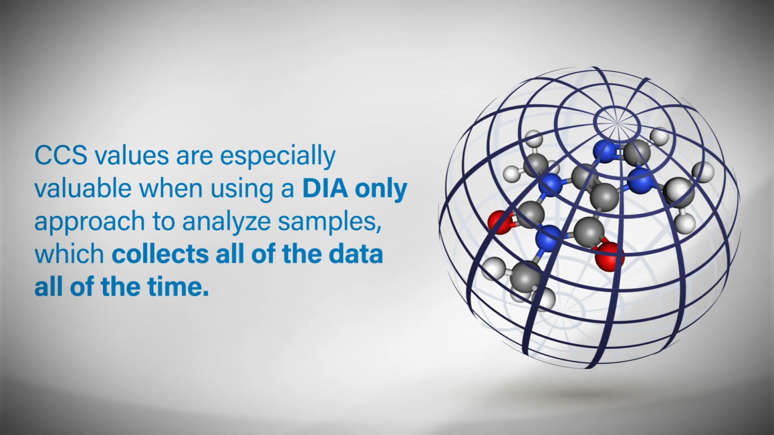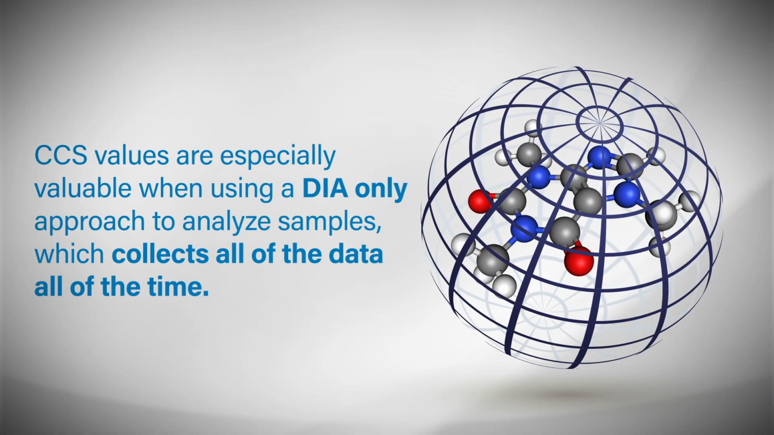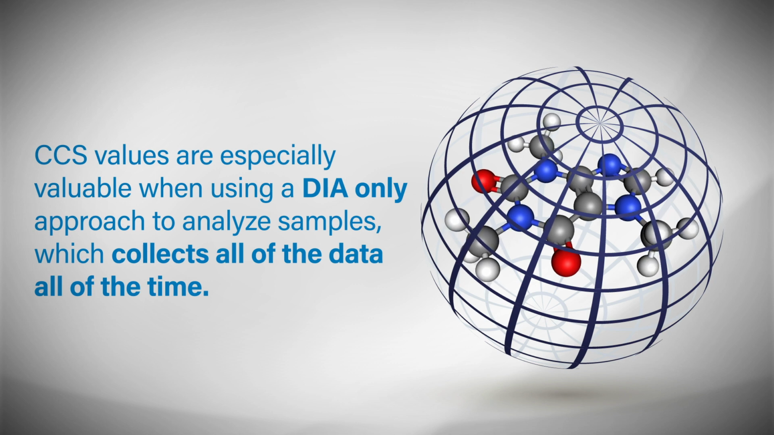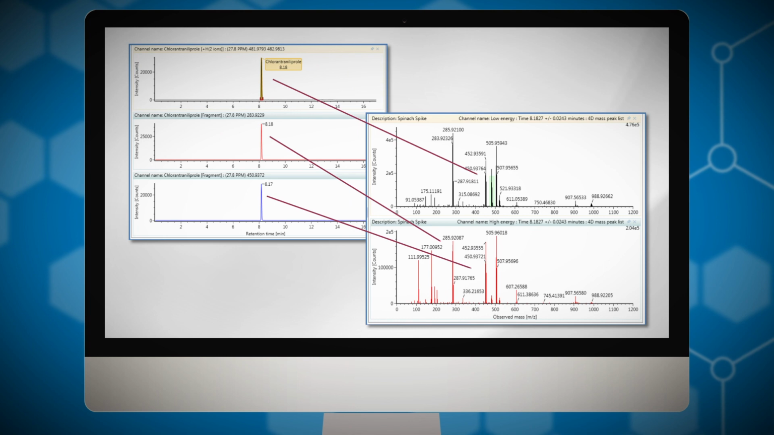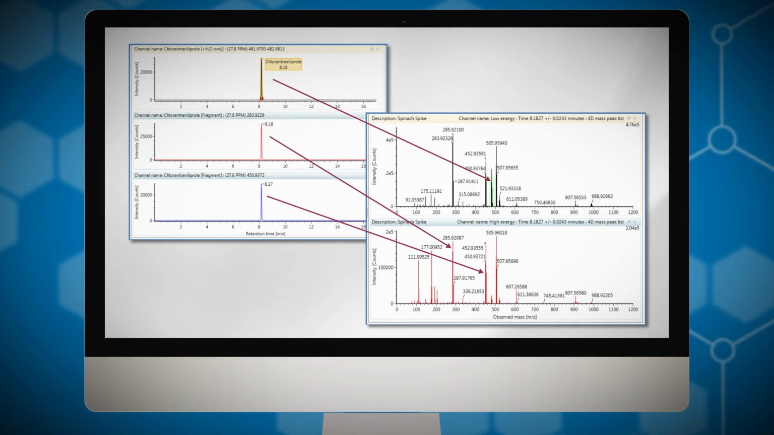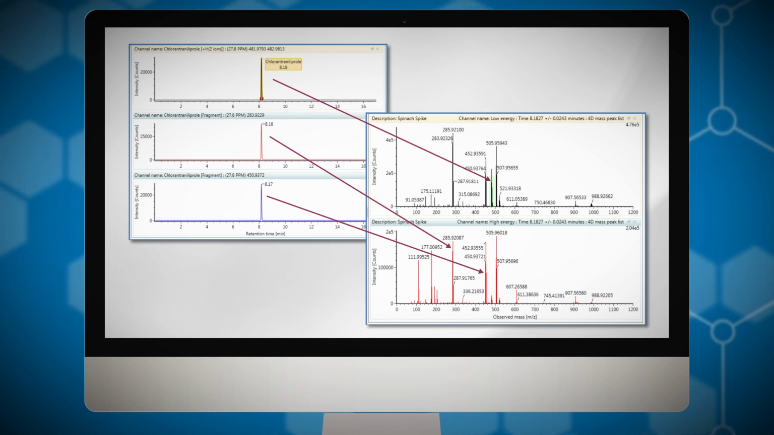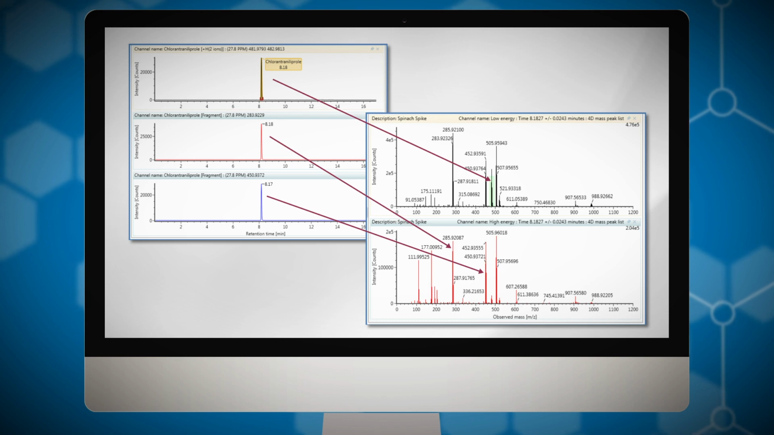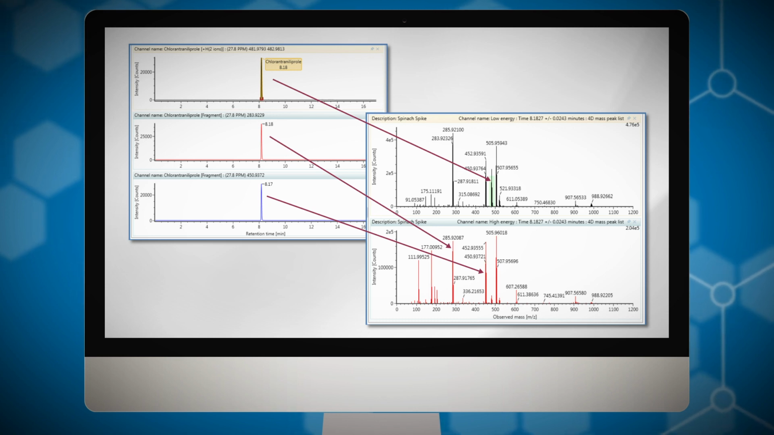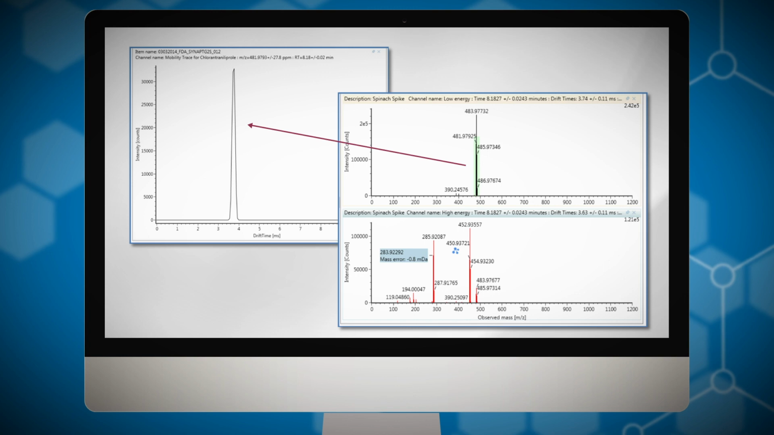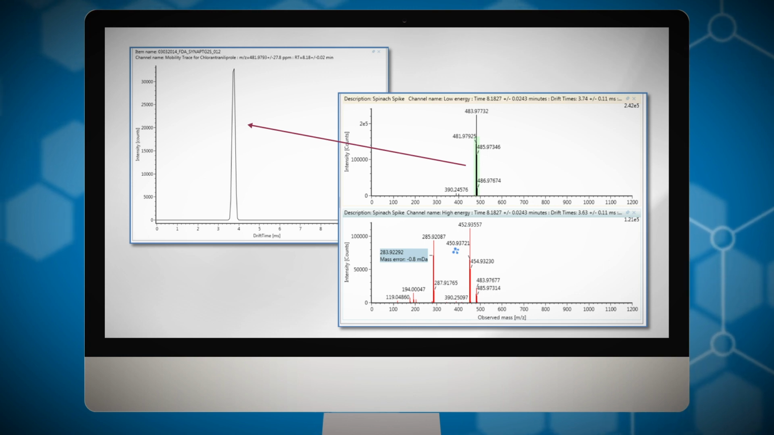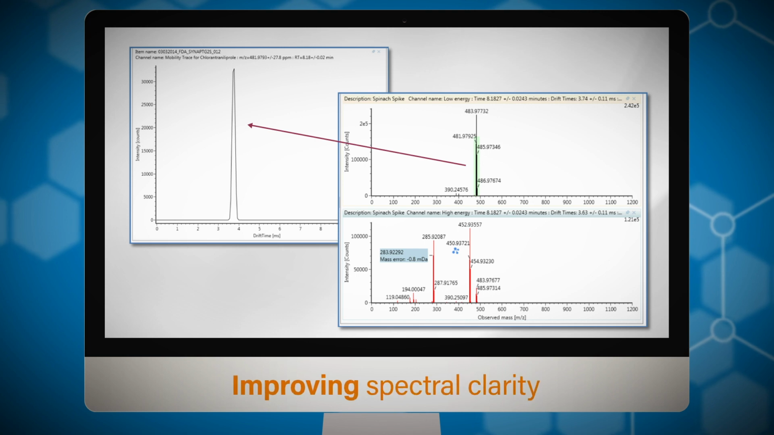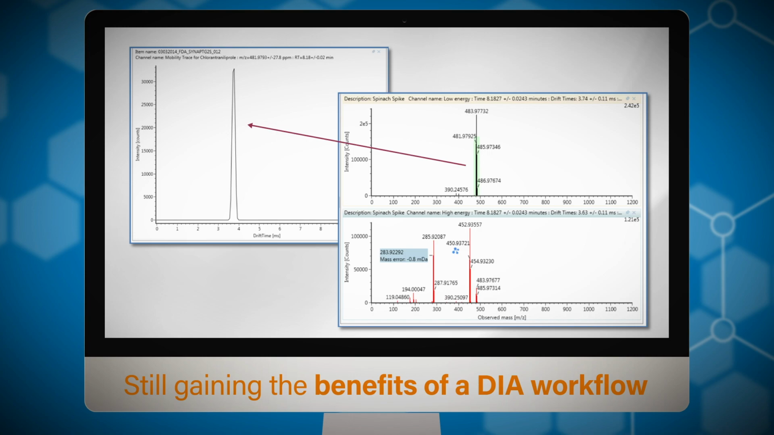CCS values are especially valuable when using a DIA-only approach to analyze samples, which collects all of the data all of the time. The resulting MS-MS spectra can be mixed, leading to incorrect metabolite identification. When applying IMS as a means of improving selectivity, the MS-MS information is matched to the appropriate metabolite precursor mass using CCS values, thereby improving spectral clarity, aiding in identification, while still gaining the benefits of a DIA workflow.